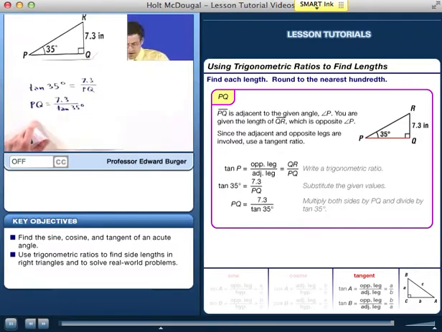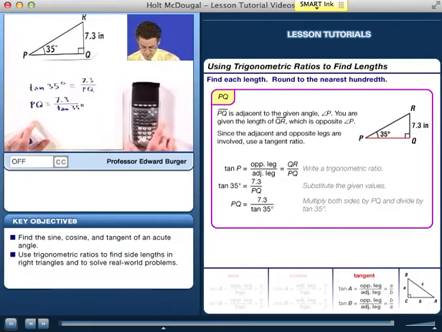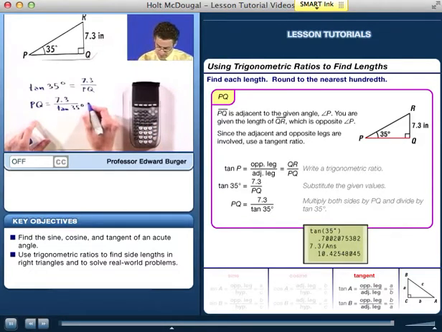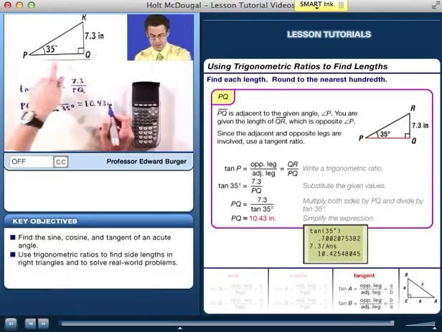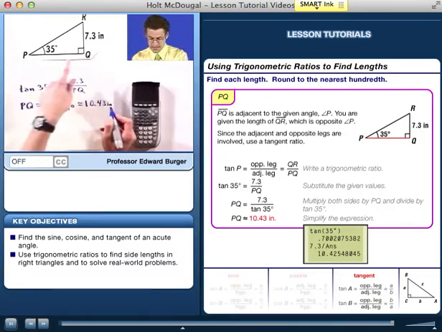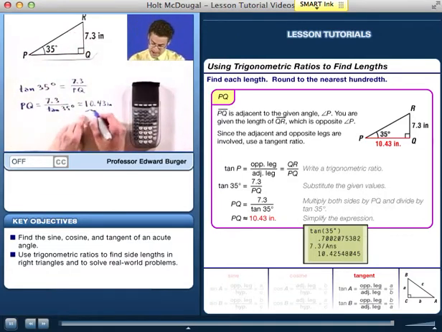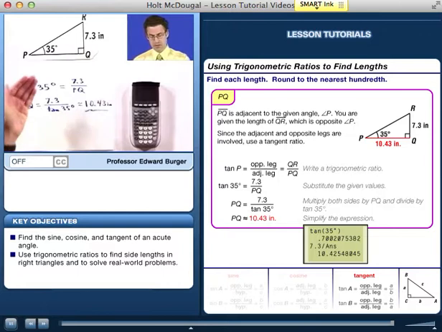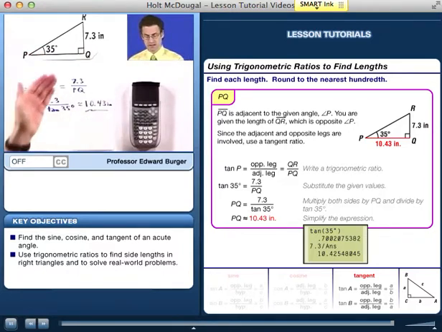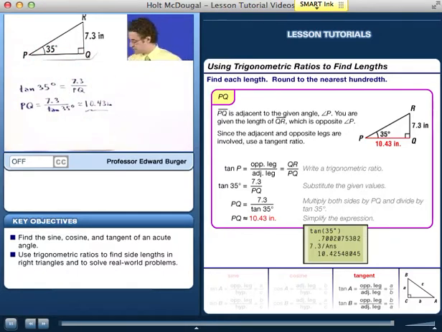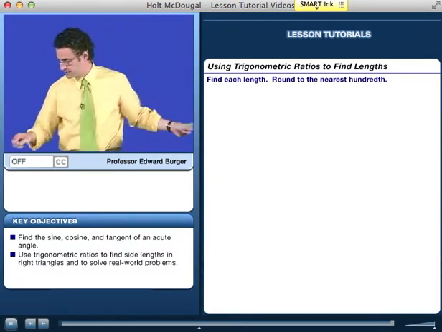And now we use a calculator. We're not going to kill ourselves here, but we're going to say 7.3 divided by tan of 35, and then there's the answer. I'm going to round this to the nearest hundredth, and I see 10.43. What are my units? My units are inches. And so this has a length of 10.43. Kind of looks like it's a little bit longer, but again, the figure could be deceiving. This is the actual answer. So look how we were able to use the tangent to find a length of something that was mysterious before. Let's try another example together.